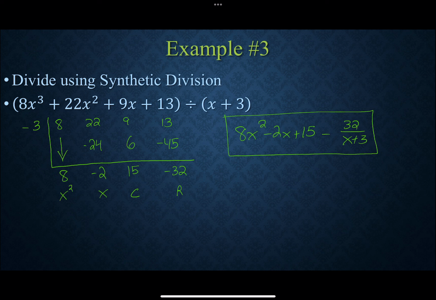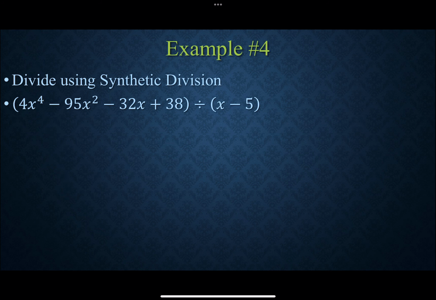All right, so it's a very quick and easy process, especially once you get very good at what's happening. You can really just blow through these questions very, very quickly. Just make sure you're careful to add correctly, make sure you're putting the right number on the outside, and then most importantly, make sure if there's a term missing, you include a 0 there.